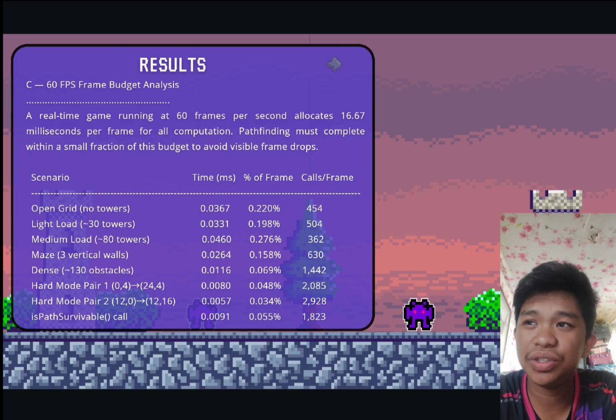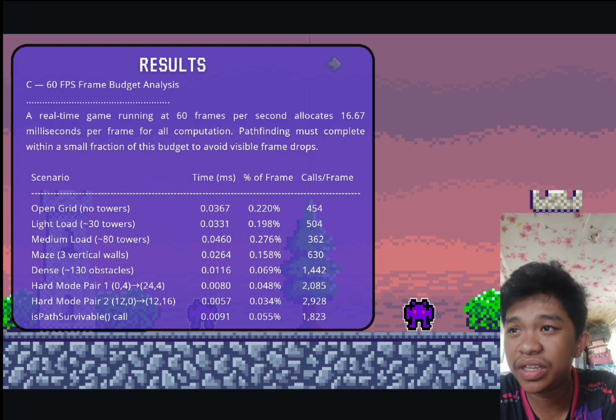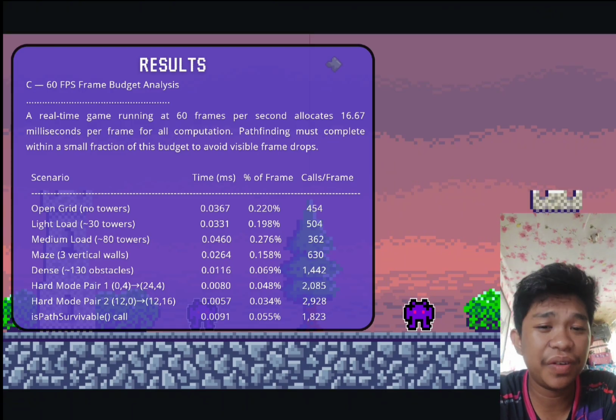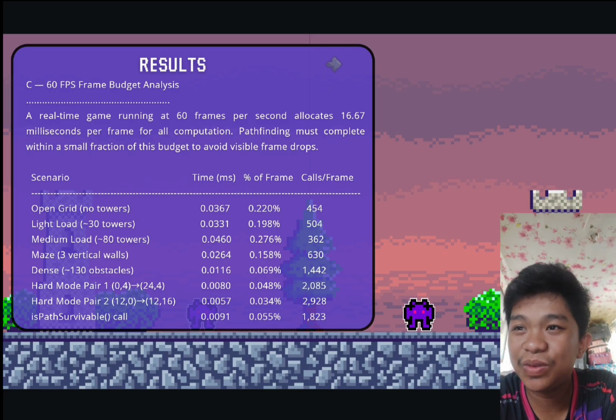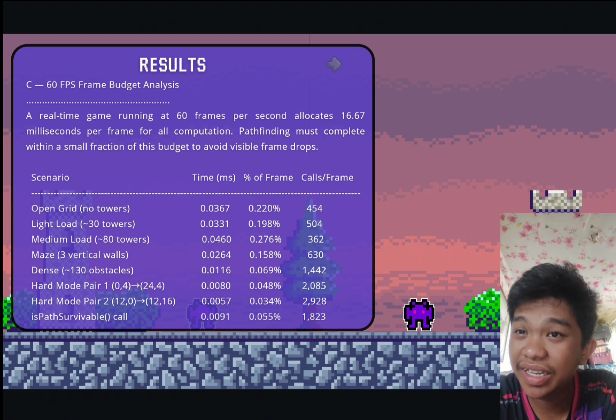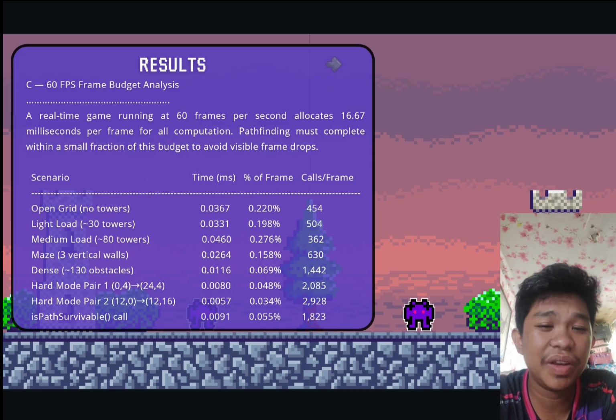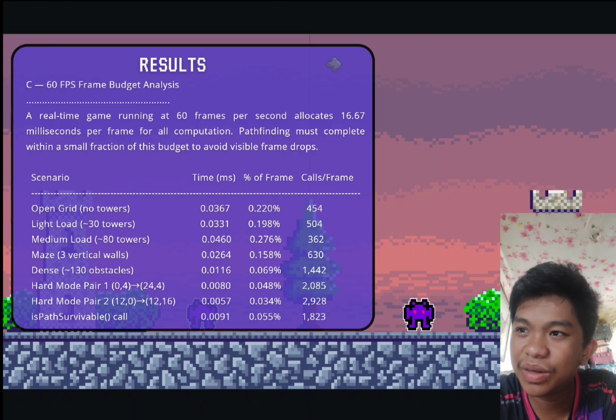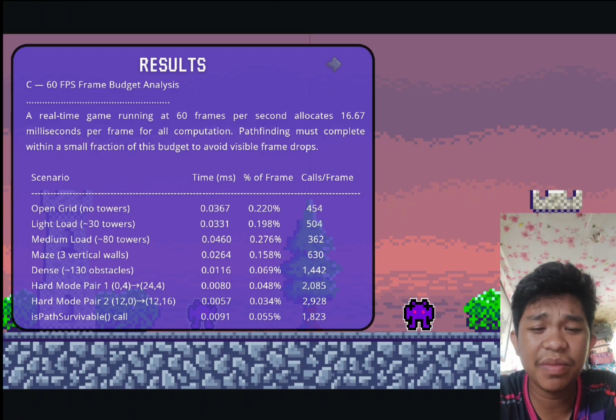Even the slowest scenario, medium load at 0.046 ms, consumes only 0.276% of the frame budget. The game loop invokes findPath at most twice per frame event, once per spawn-exit pair in hard mode, and isSpotSurvivable only when the player attempts a tower placement. In practice, pathfinding accounts for less than 0.01% of total frame computation, leaving the frame budget entirely free for rendering, physics, and game logic.